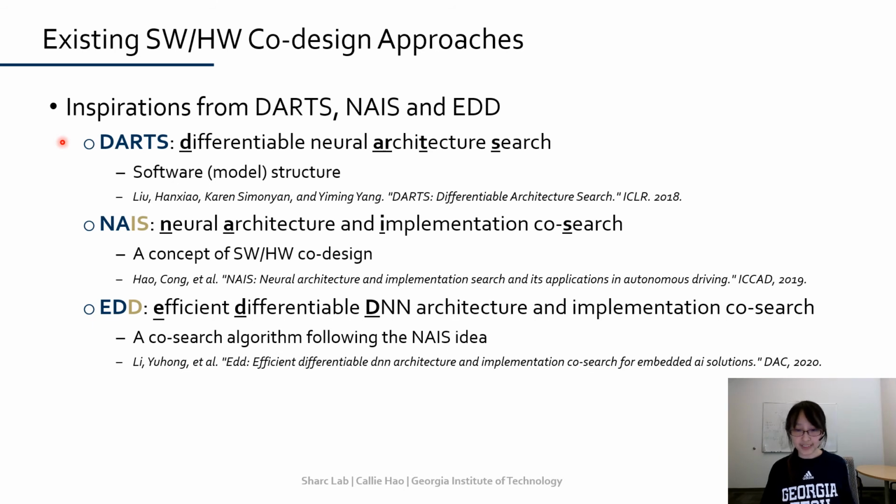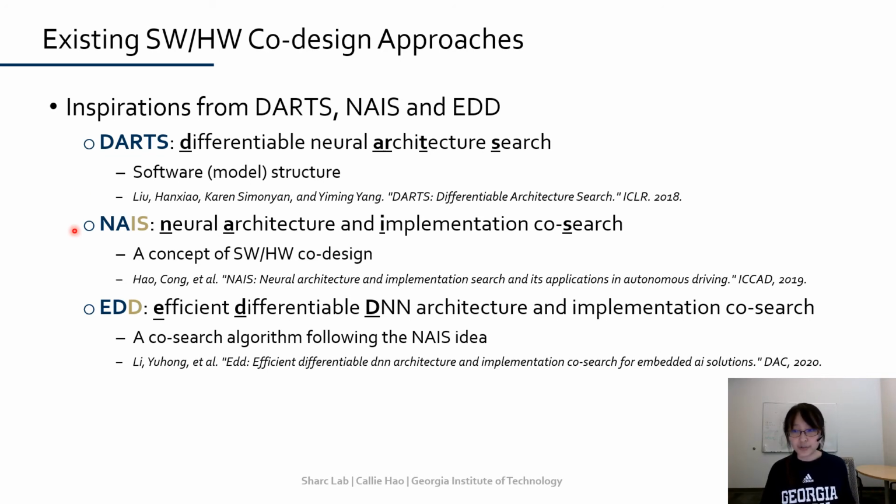Of course, this software-hardware co-design is not something completely new, and we have a bunch of existing and excellent works trying to do it. For example, we got some great inspirations and ideas from DARTS, NICE, and EDD. DARTS is one representative work on a differentiable neural architecture search algorithm, and they're trying to search for a good software architecture for high model accuracy.